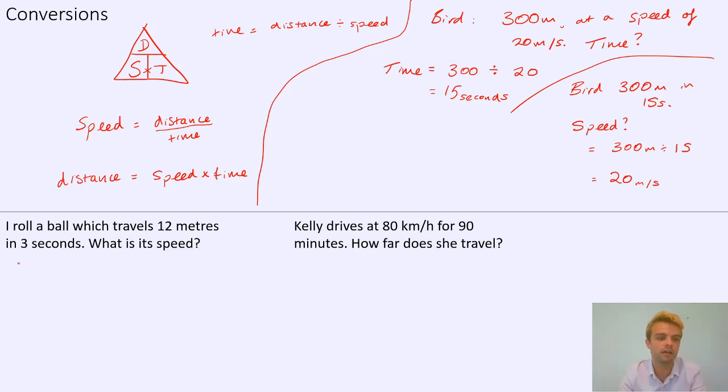So the first one, I roll a ball which travels 12 meters in 3 seconds. What is its speed? Well, if we go back to our triangle, speed equals distance divided by time. So I just have to take the distance it traveled, so speed equals the distance travelled divided by the time it took. So speed is 4. But again, what are the units?